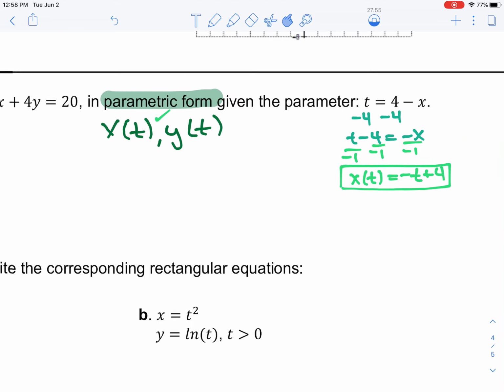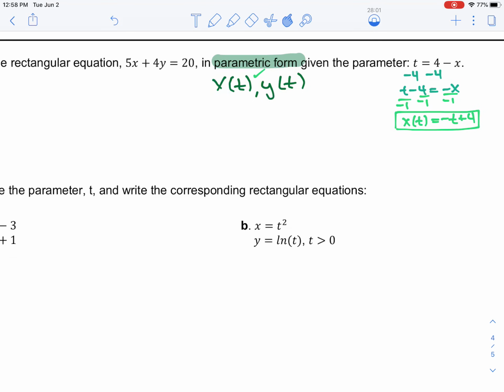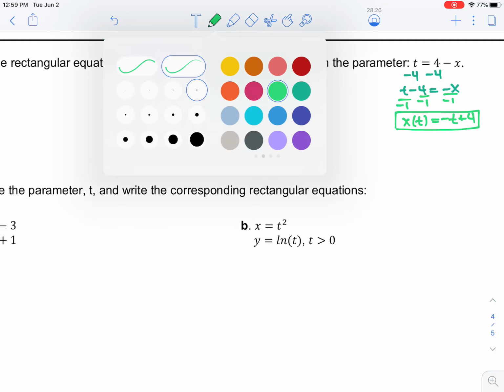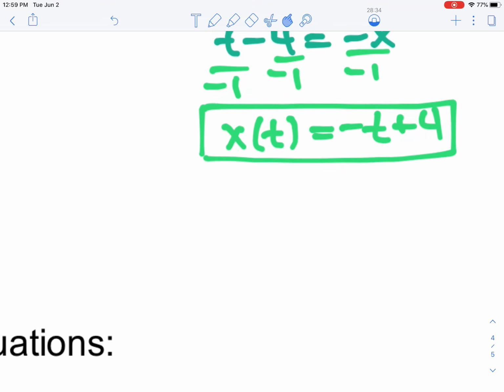So now the focus is going to shift to finding your y of t equation. How can you define y in terms of just the variable t? If you look at the equation given in the problem statement, it says 5x plus 4y equals 20. Even if we just isolated y, we would have y equals an expression defined by x. And we actually want an expression defined by t. So instead of letting x hang out in your equation, you're going to utilize this equation that we just found.